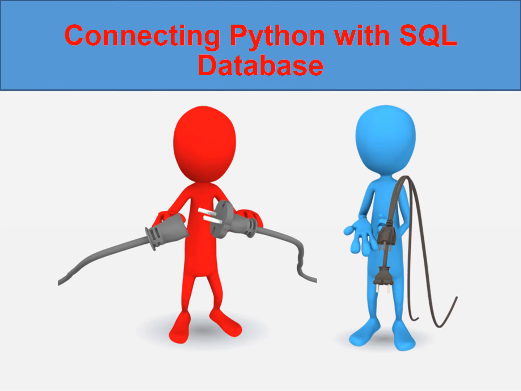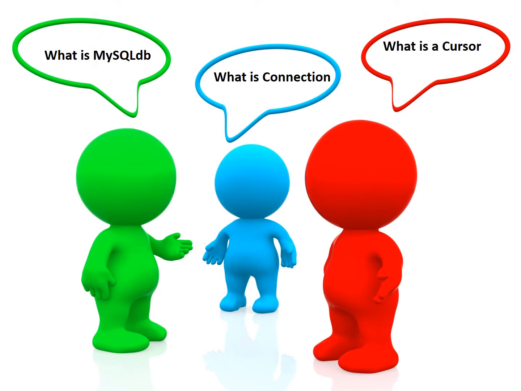In this video, we'll learn what are the things or objects required in a connection in Python code while setting up connectivity between Python and a MySQL database. Three things are required in this connectivity. One is the MySQL library module of Python. Second is the connection object. Third is the cursor object.